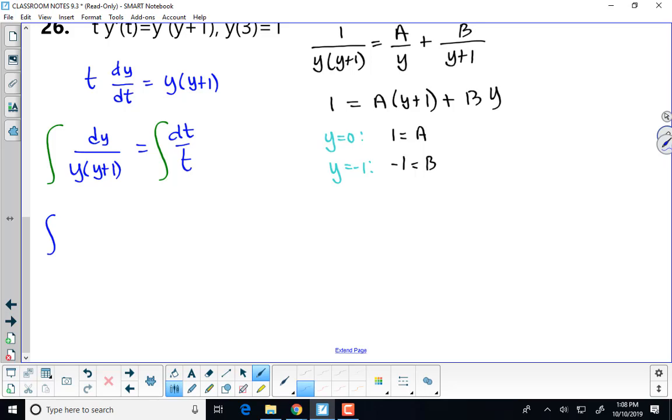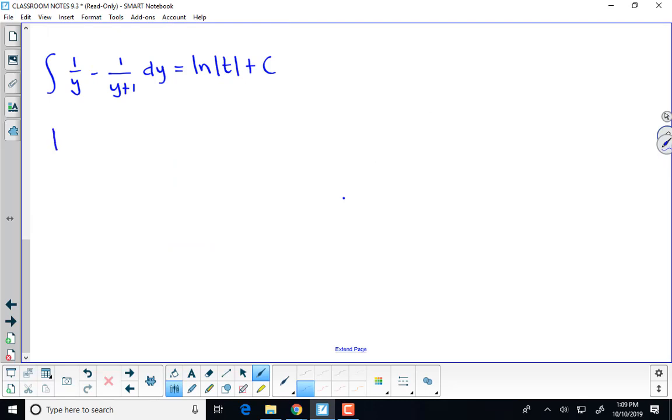This is going to be the integral of 1 divided by y minus the integral of 1 divided by y plus 1 dy. This side, we can go ahead and integrate. We get natural log absolute t plus c. Now we're doing t's, not y's. Y's on the left, t's on the right. So we're going straight down. So when we integrate this side, we'll have y's. So this will be natural log absolute y minus natural log absolute y plus 1 equals natural log absolute t plus c.